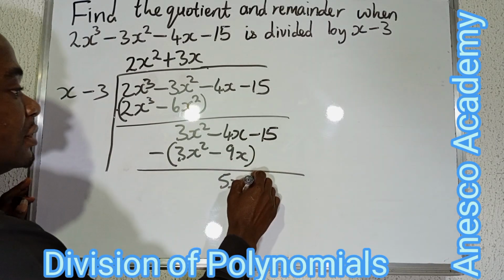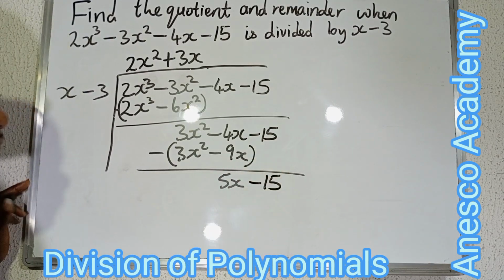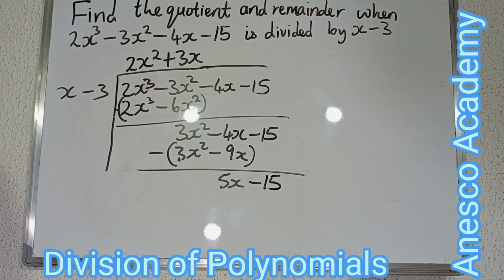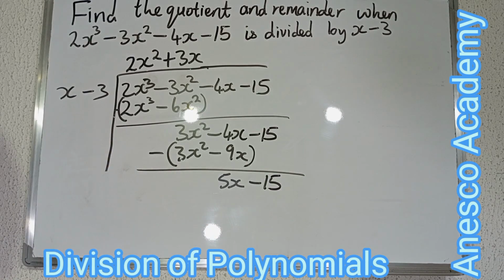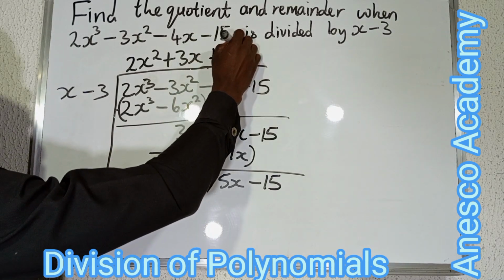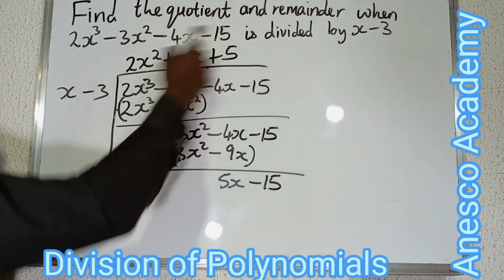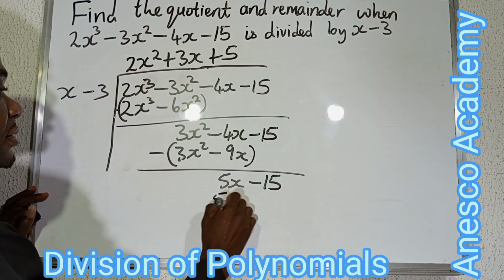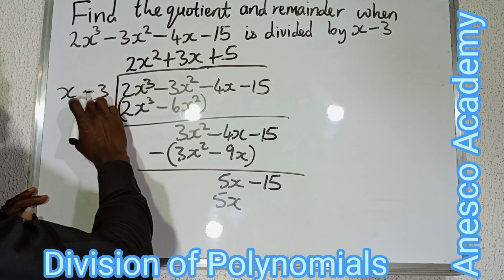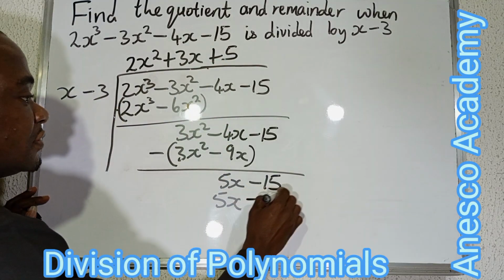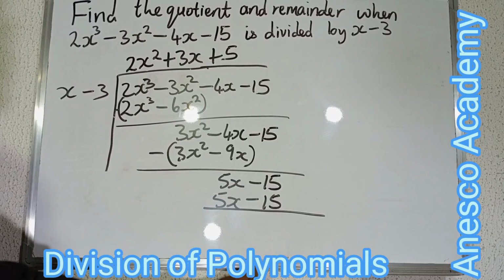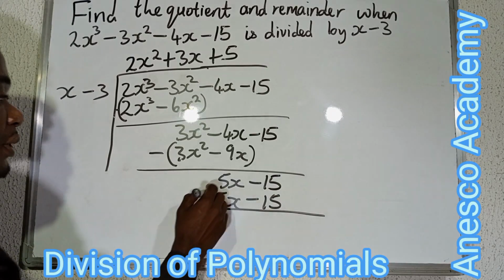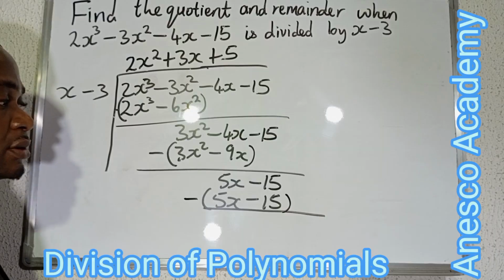Then you now bring down this minus 15. Okay, we still divide the first with this. 5x divided by x will give us 5. Now 5 times this will give us 5x. 5 times minus 3 will give us minus 15. Somebody will assume that there is no remainder. There is, because remember we are subtracting this one.